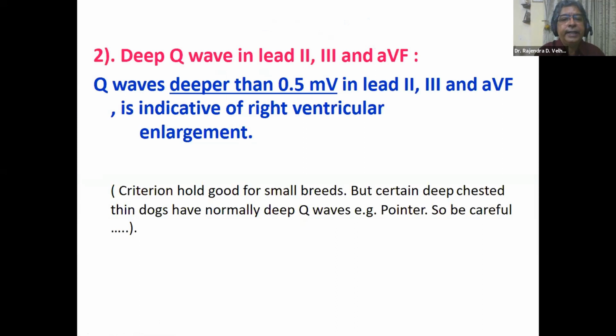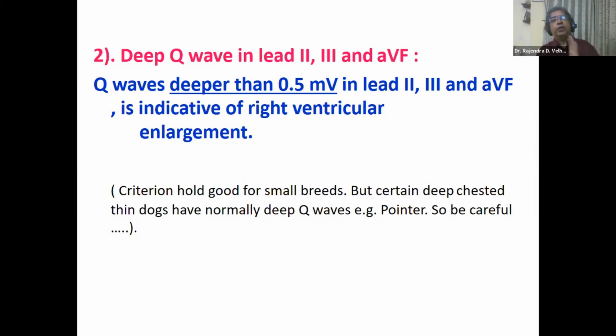Now, the second criterion is deep Q wave in lead 2, 3, and AVF. If the Q wave is deeper than 0.5 millivolt in lead 2, 3, and AVF, it is suggestive of right ventricular enlargement. Again, here it is a judgmental call for the clinician because it is breed specific. Particularly the thin and deep chested breeds already have deeper Q waves, and therefore again it's a judgmental call for the clinician to decide.